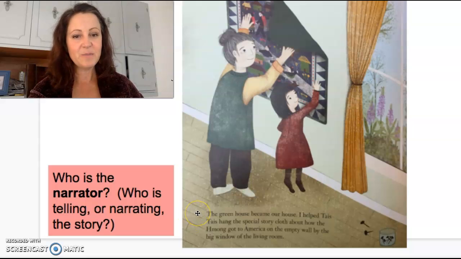The greenhouse became our home. I helped Tsai Tsai hang the special story cloth about how the Hmong got to America on the empty wall by the big window of the living room.